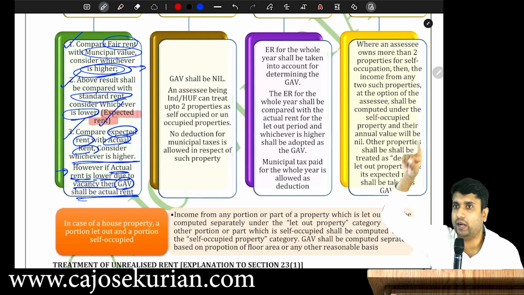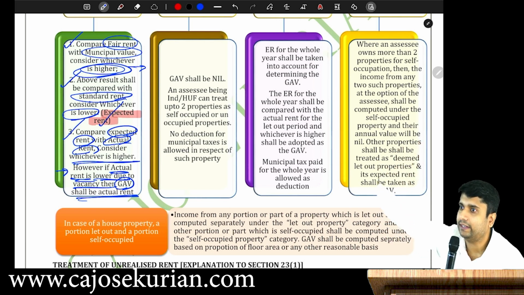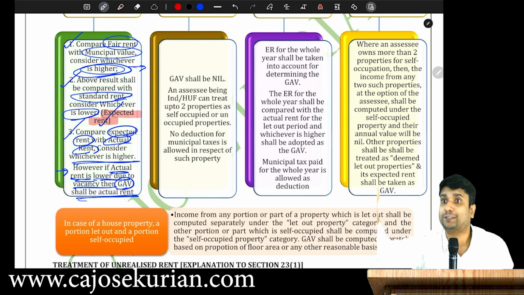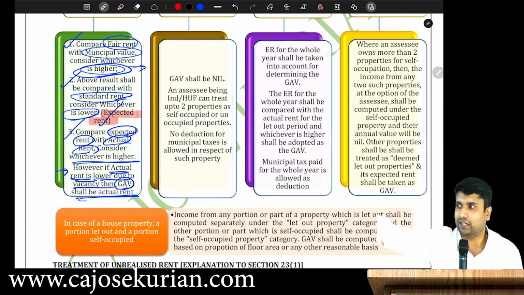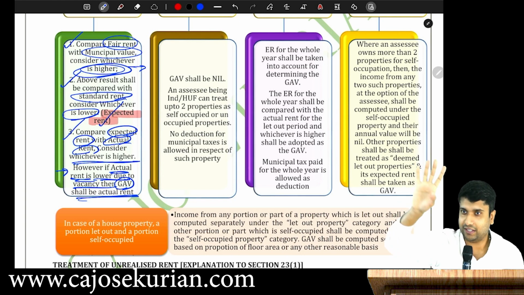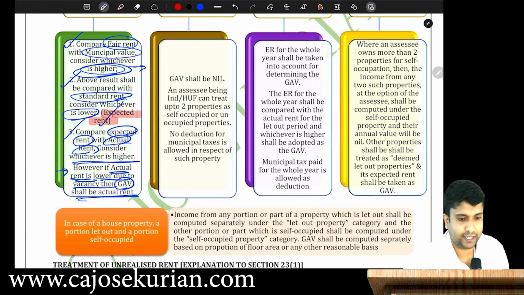The step number 1 higher will be the expected rent. Don't do step number 2. Don't take the standard rent as 0 and compare that with the expected rent, where the 0 will be the lower. Don't do it mathematically, okay? So you have to always be careful with that.